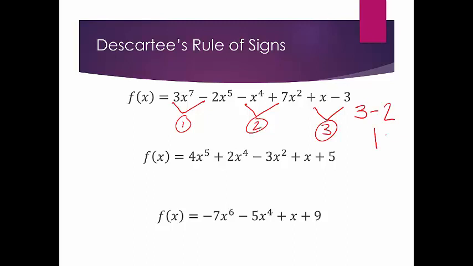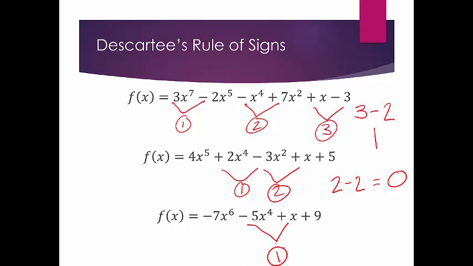The next example, we change from a positive to a negative, and then a negative to a positive. So that's 2 positive real zeros, or 2 minus 2, which is 0 positive real zeros. The next one, we go from negative 5 to positive, so that's 1 sign change. So there is 1 positive real zero.